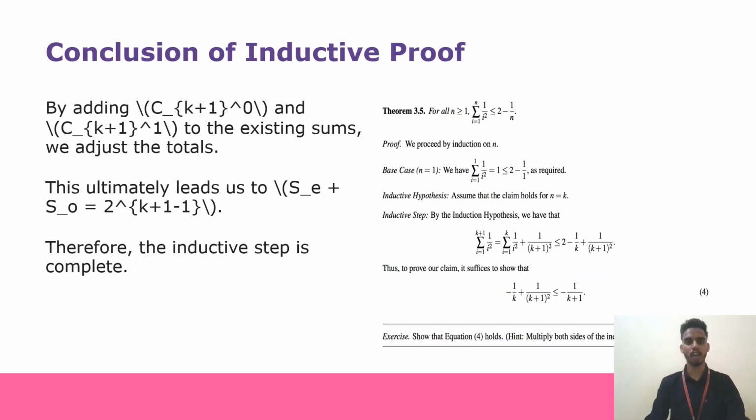In this slide, we can see the conclusion of the inductive proof. By adding C(k plus 1, 0) and C(k plus 1, 1) to the existing sums, we adjust the totals. This ultimately leads to Se plus So equals 2 power k plus 1 minus 1. Therefore, the inductive step is complete.